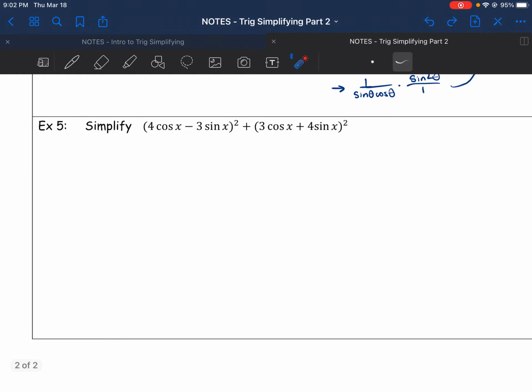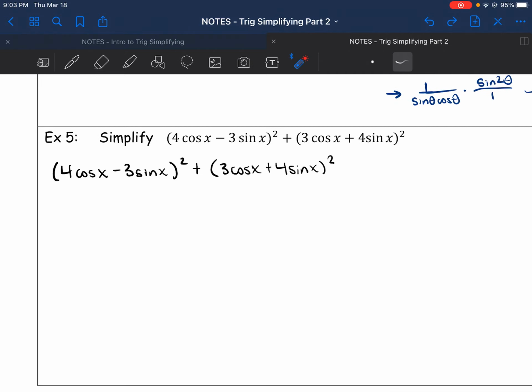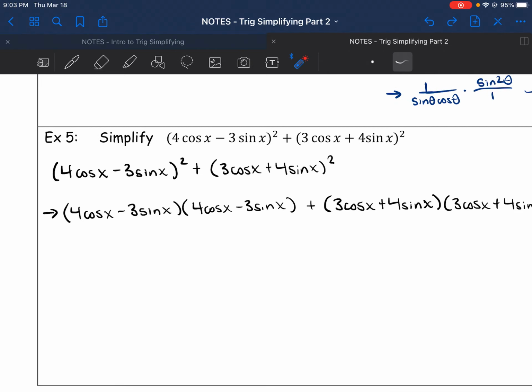And for our last example, this one is not so much difficult, but it is going to be a tedious problem because there's going to be a lot of foiling. So we want to simplify (4 cosine x minus 3 sine x) squared plus (3 cosine x plus 4 sine x) squared. And we all know these squareds mean really that we're multiplying this times itself plus this times itself. So if I go ahead and write all of that out, this is what I end up getting.